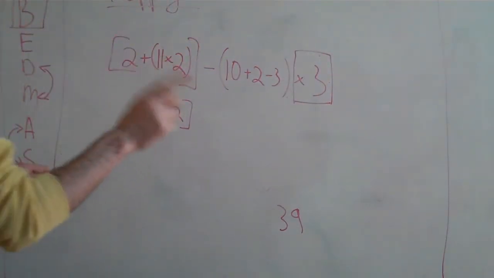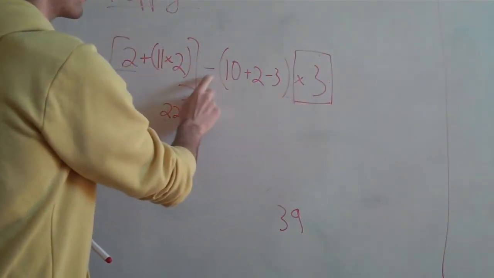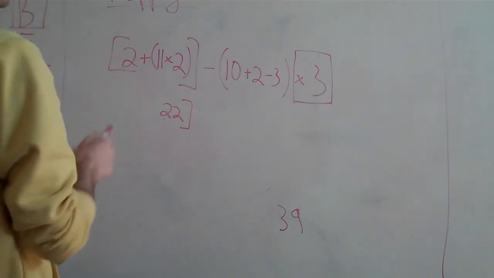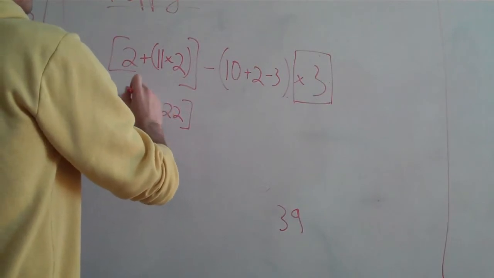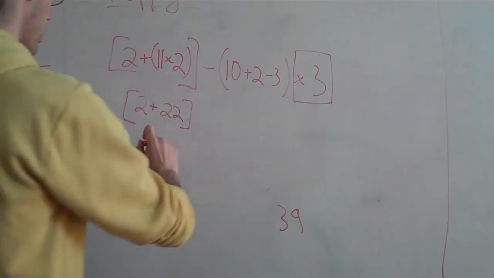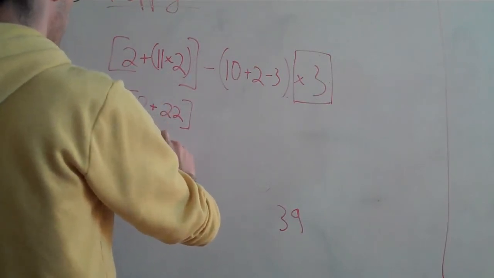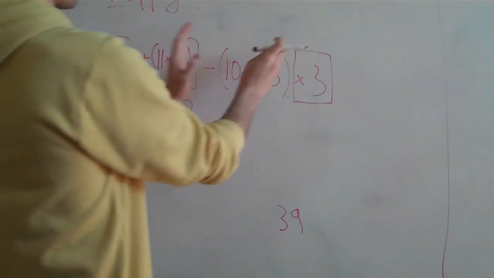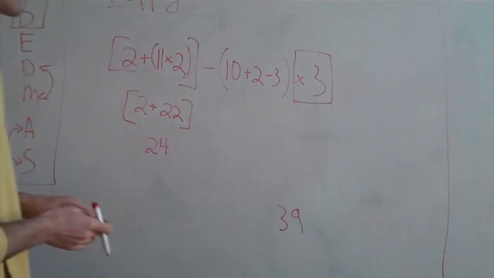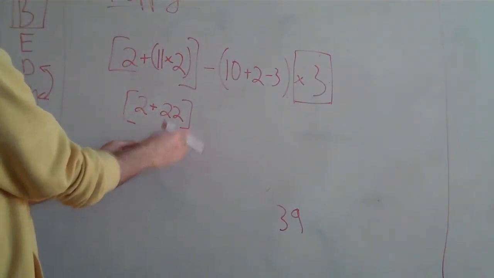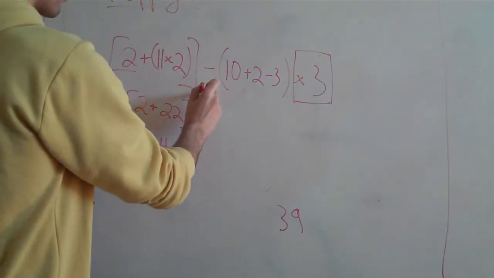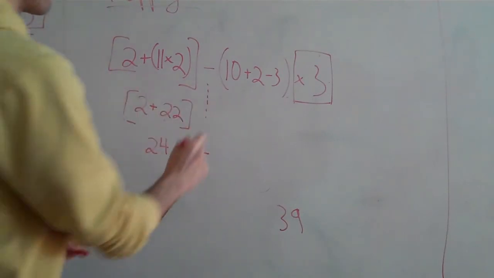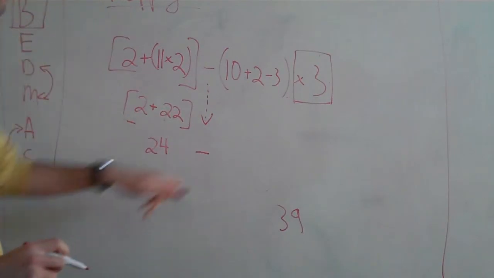Now, I know you're eager because you know that we have to do this times before we do this minus, which is good. It's good that we've talked about that. But first, let's do everything inside this bracket. So we have 2 plus 22, and that works out to 24. Now, something I like to do when I have multiple terms in brackets is I solve everything in the brackets first, and then I look at what I have left. So then I bring down this minus sign.